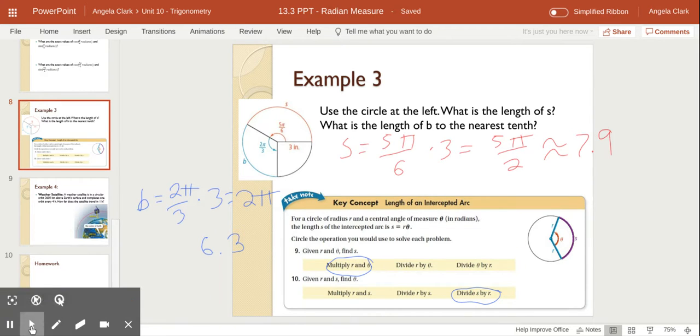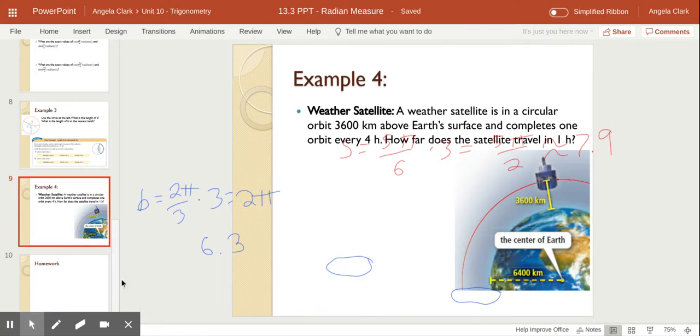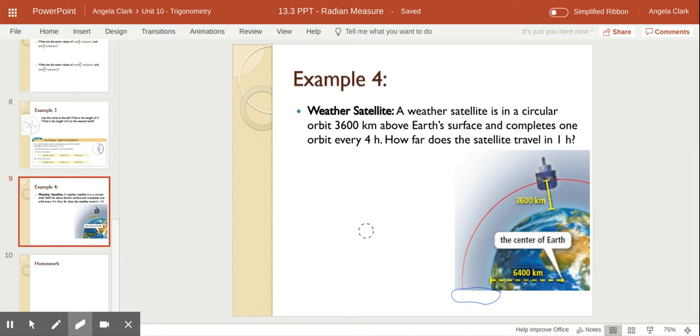So let's go on and do this word problem. Gotta erase some stuff. Okay. So we have a weather satellite in a circular orbit 3,600 kilometers above the surface of the Earth, and it completes one orbit every 4 hours. And we want to know how far it travels in 1 hour.